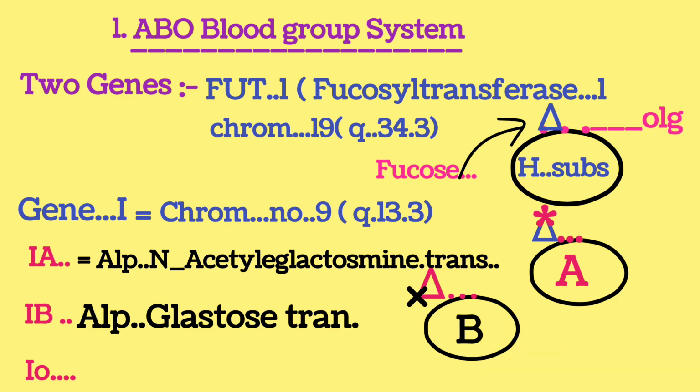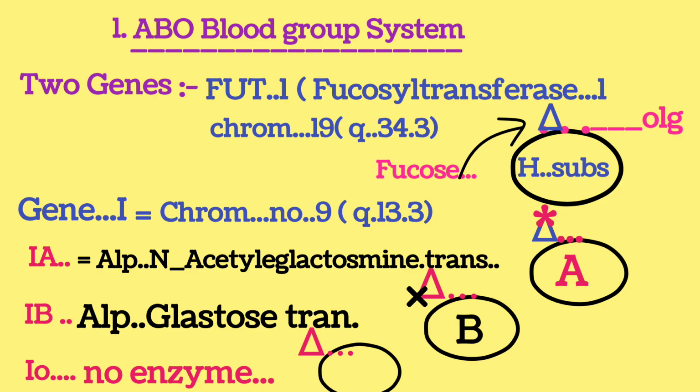Now talking about the very important allele I0. Here the allele is defective. It does not form any enzyme, so it cannot add any type of sugar to the H antigen. So we can say no enzyme formation takes place in the O blood group type. It has only one antigen, that is the H antigen. I hope you got a brief concept of the ABO blood group.